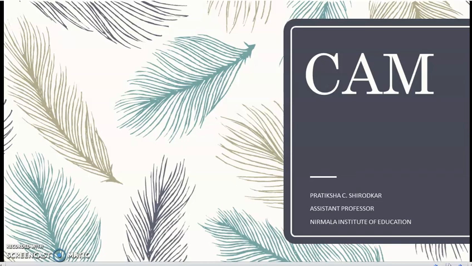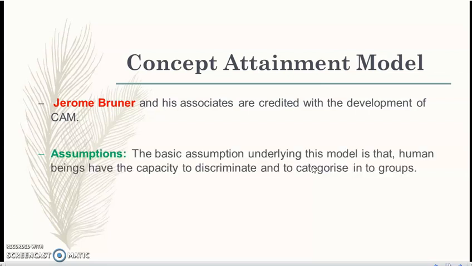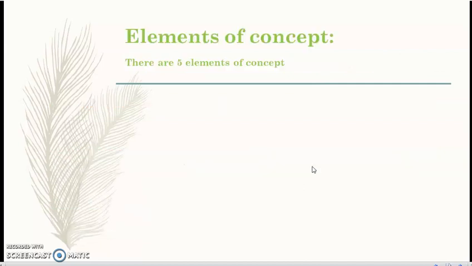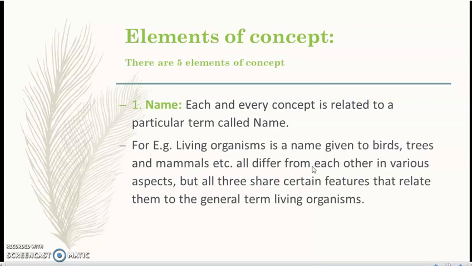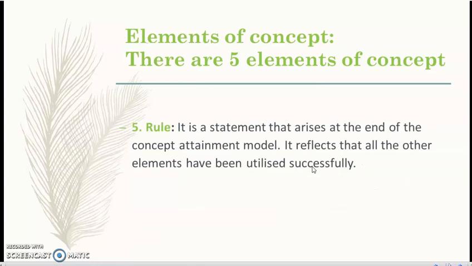Hello everyone. In the previous lecture, we were discussing the concept attainment model. We saw that Jerome Bruner and his associates are credited with the development of the concept attainment model. We also saw certain assumptions underlying this model and the elements of a concept. There are 5 elements of a concept: name, essential attributes, non-essential attributes, examples, and the last one, that is rule.